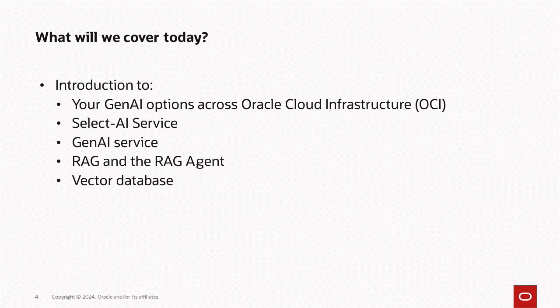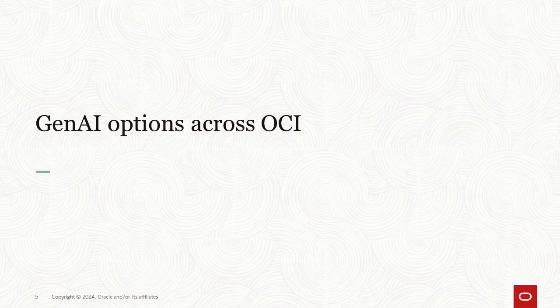I'll also talk about the GenAI services, how to use LLMs on demand in the Oracle Cloud, as well as how to encode your unstructured text data, make it machine readable, convert text into vectors, which will then be stored in the vector database, which Brian is going to speak to. And he's also going to tell us how these GenAI services can be pipelined into a RAG solution or RAG agent. So he'll explain what RAG means shortly. But first, I'm going to talk about your GenAI options across OCI.